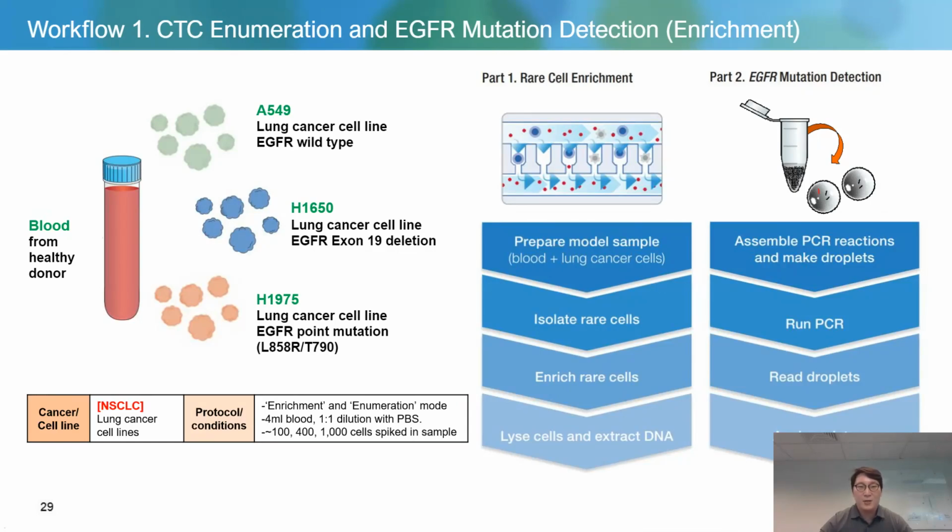In this workflow, we use a model sample with spiked cancer cells, and we isolate cancer cells following the Genesis instrument enrichment protocol. And later, these enriched cells were subsequently lysed, and then genomic DNA from the enriched cancer cells underwent ddPCR-based EGFR mutation detection.